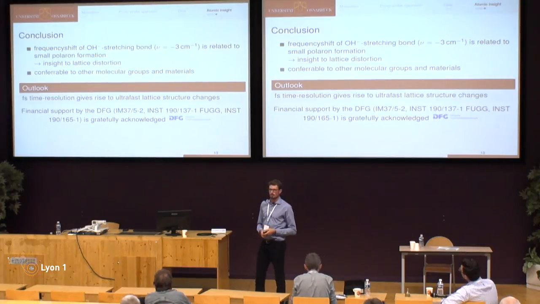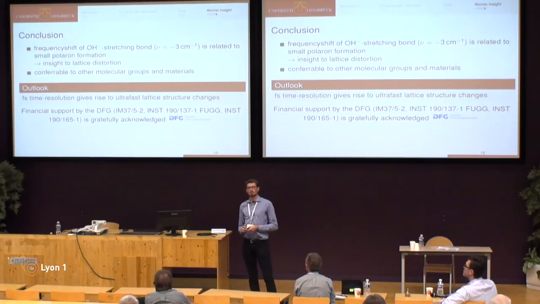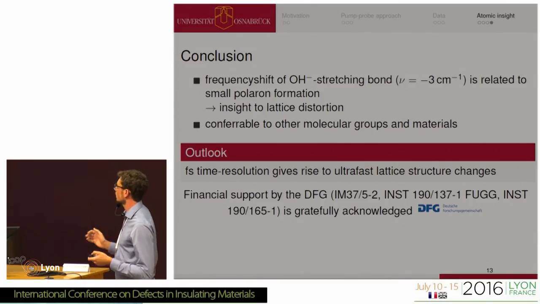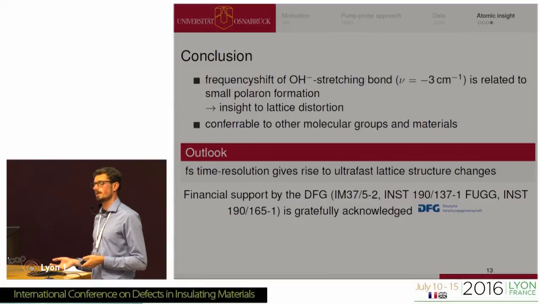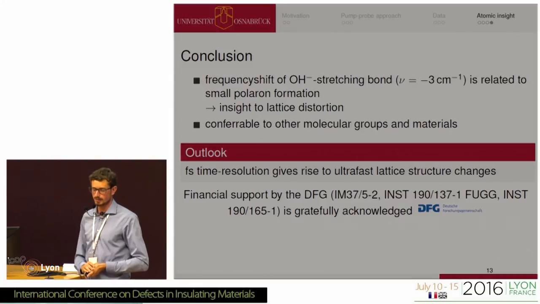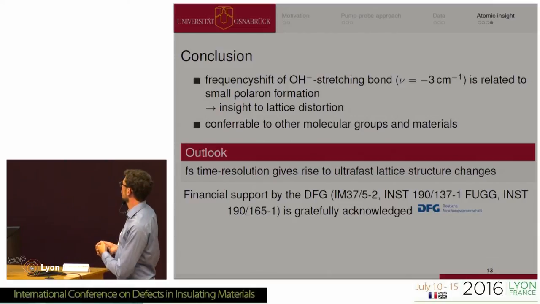Yeah, let's conclude my talk. We have seen a frequency shift of 3 inverse centimeters, which could be attributed to the generation of small polarons. And by this, we got insight into the structural changes of the lattice due to the small polarons. What we can also do is maybe transfer this method to other molecular groups or other oxide crystals. And by using femtosecond time resolution, we could also get insight into ultra-fast lattice distortions. Thank you.